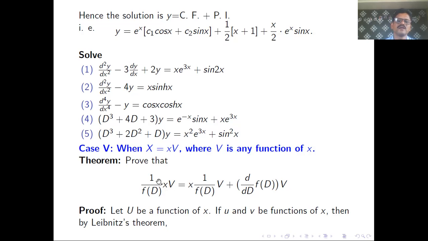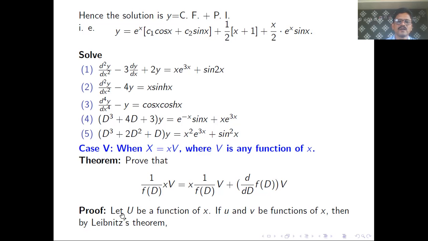So in general we know what is pi. In general pi is 1 upon f of D operate capital X on it, and capital X is given as x into v, and this is our case number, what we call case number 5. So capital X is given as x into v, where v is any function of small x. Then how to find the pi?